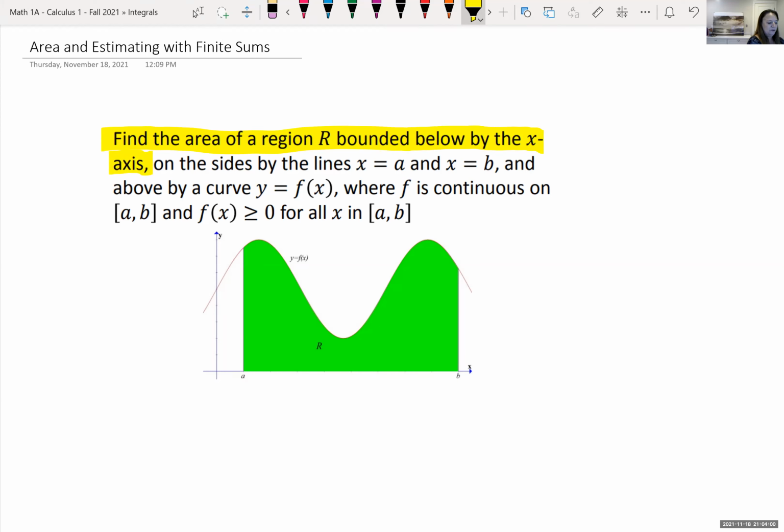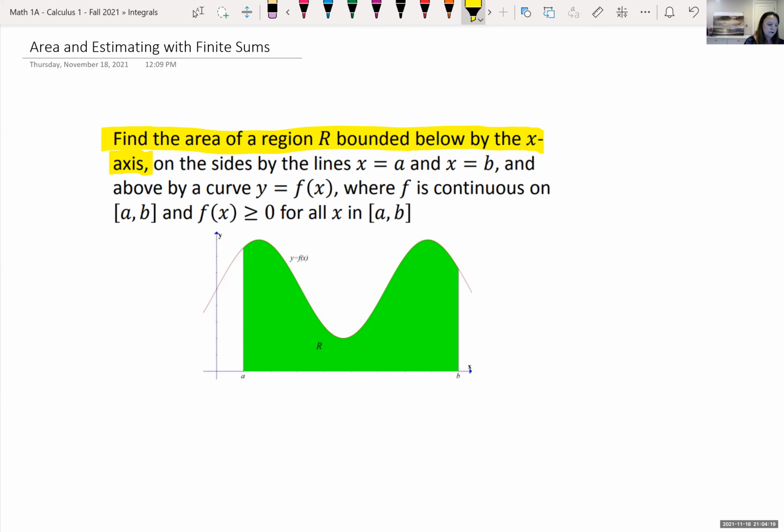So the following states: find the area of a region R bounded below by the x-axis. Okay, so that's a major piece there too. We'll talk about area in a minute, but right now we're just looking at area above the x-axis, and it's the area bounded by the curve and the x-axis itself.